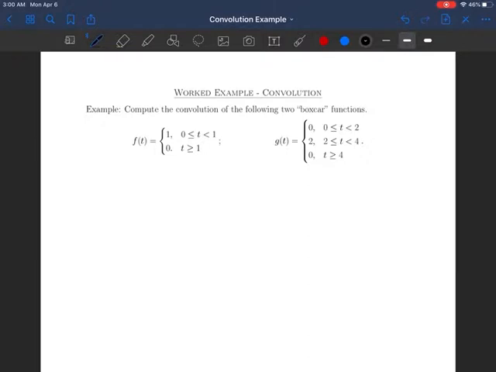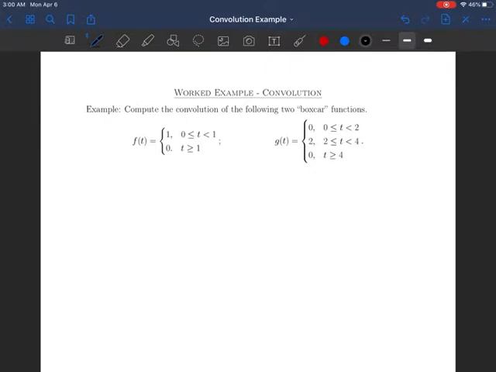Hello everyone and welcome. So we're going to be working through an example of a convolution integral, how to do this computation, in the hopes of gaining a little bit of facility with it and also understanding a little bit of what it's doing, like what mechanically is going on with this weirdly defined thing. So the example that we're going to be doing this on is the following set of boxcar functions.